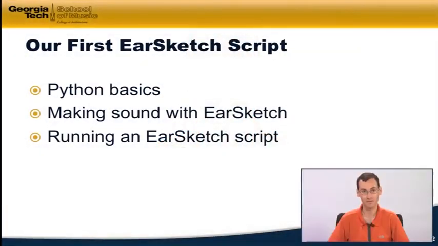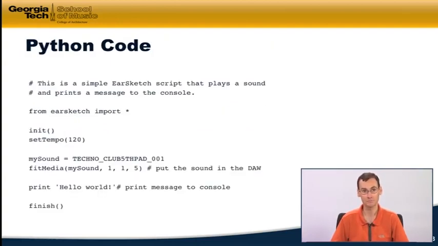So now we've learned about the basics of algorithmic composition, and we've learned about EarSketch and Python and text editors. So now we're ready to actually sit down and write our first Python script with EarSketch. So what we'll be doing in this video is learning about some basic concepts in Python programming, and we'll write a very simple script that makes one sound in our EarSketch DAW environment, and then we'll look at how to run that in the EarSketch Online system to actually make the music.